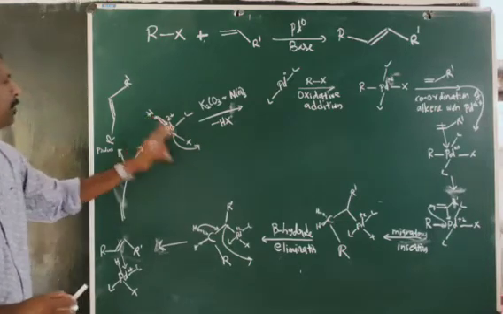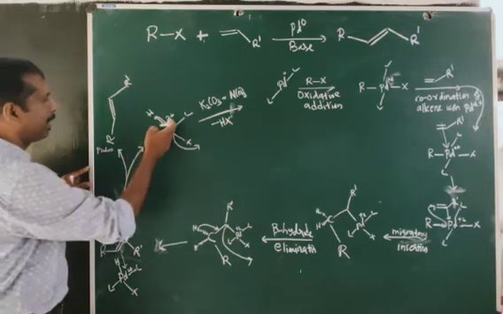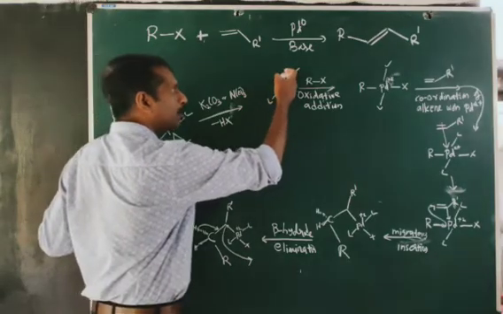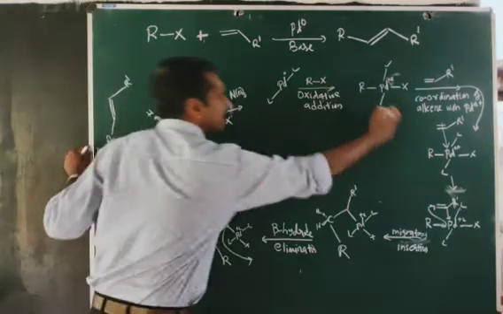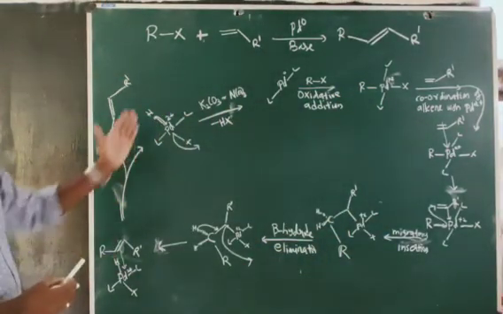So HX is eliminated, minus HX, and you can see that palladium in the +2 oxidation state is changed back to 0. That means we are coming back to the first step, and the cycle is continuing like this. I think it is clear to you.